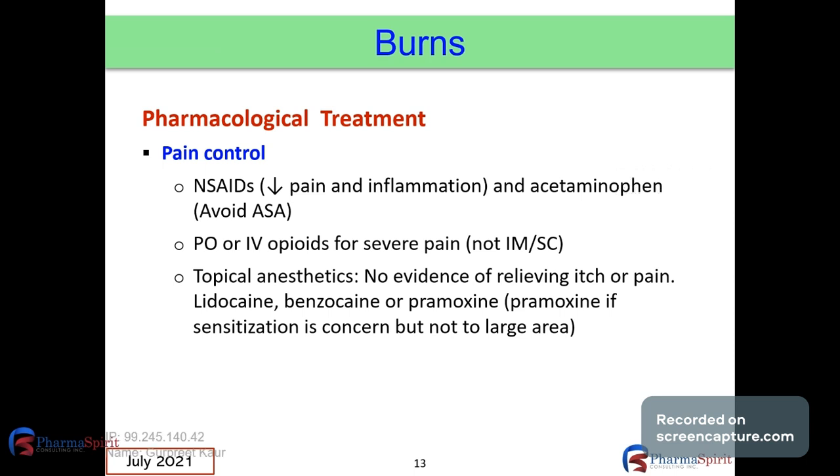Topical anesthetics. Topical anesthetics have no evidence of relieving itch or pain. For topical anesthetics, we may consider using lidocaine or benzocaine, but these are associated with higher risk of sensitization. Pramoxine can be used if sensitization is a concern. So if we know that the patient develops sensitization when the patient uses lidocaine or benzocaine, we can use pramoxine. And pramoxine should not be applied to a large surface area. Generally speaking, when we use topical anesthetics, even if we use lidocaine or benzocaine, we should not apply them to a large surface area because of the increased systemic absorption.